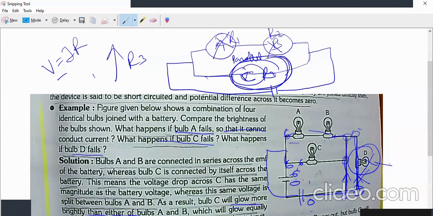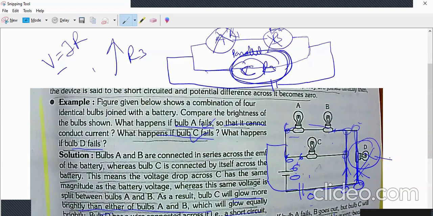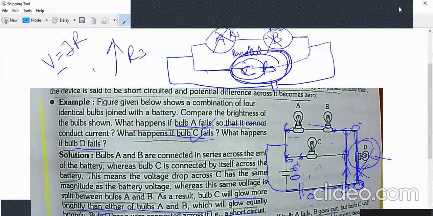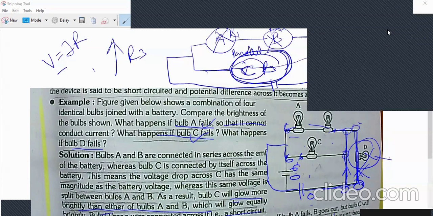And what if C breaks? If C fails, then A and B will glow equally, but brightly. So this is how you read circuits. You should look for short circuits. They play games. And third, you should know what happens if one fails.